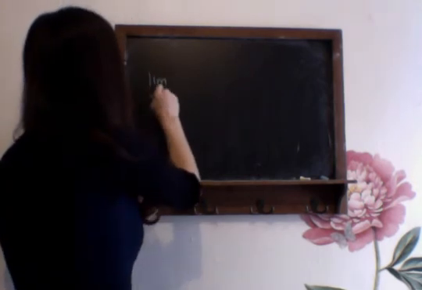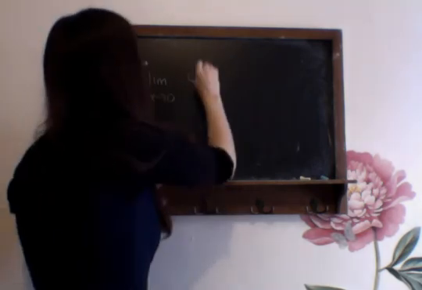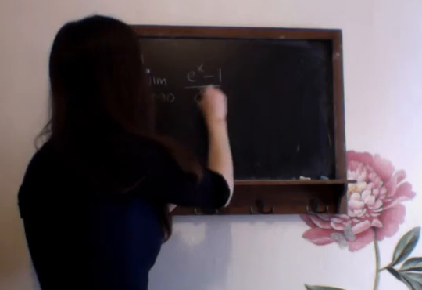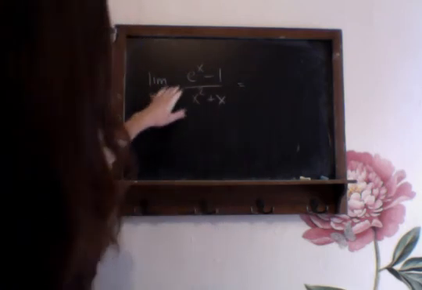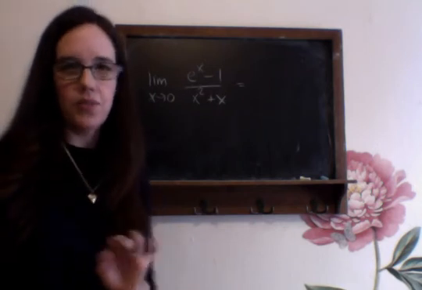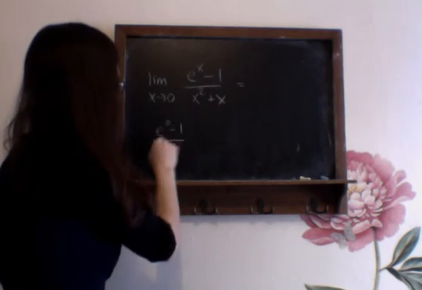Limit as x goes to 0, e to the x minus 1 over x squared plus x. So first, try and plug in the number. We might get lucky. It might be a continuous function. So plug in the 0. So e to the 0 minus 1 over 0 squared plus 0.